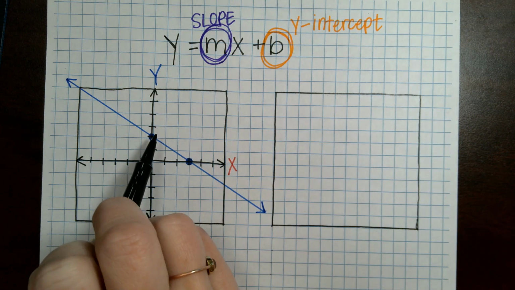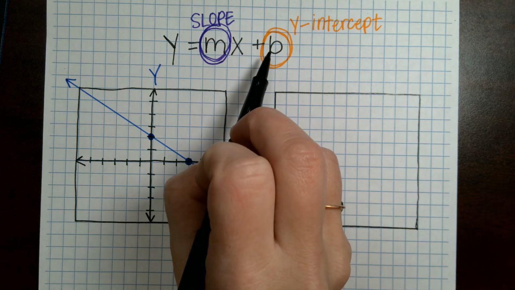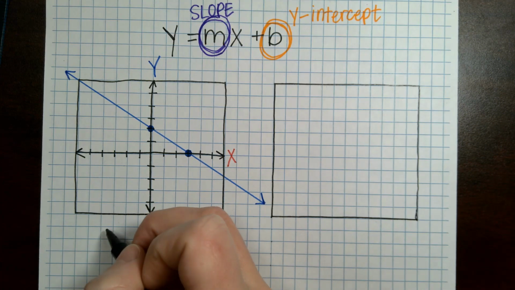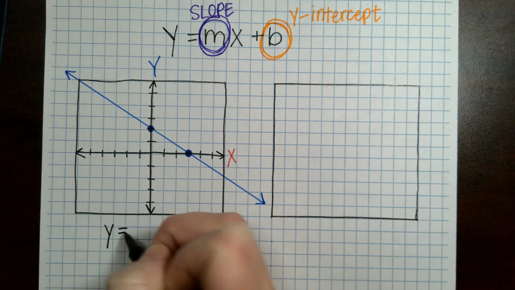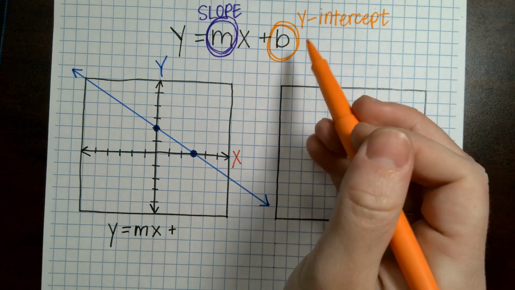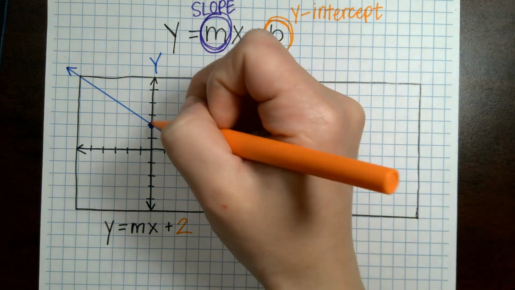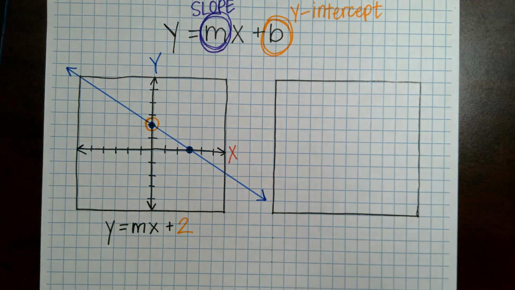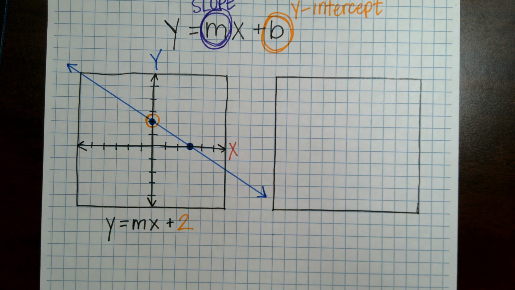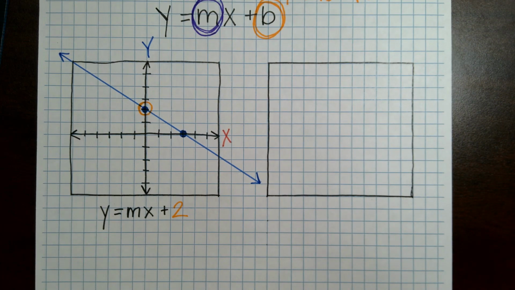Since our y-intercept is 2, we know that in our equation, b is the y-intercept. So I've already got one number figured out. y equals mx plus, we just found out that our y-intercept, our b, is 2. I'm going to circle that with the same color so that we can recognize where that came from. Everybody with me so far?